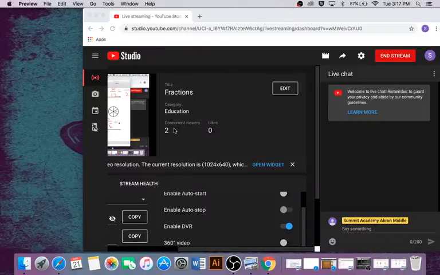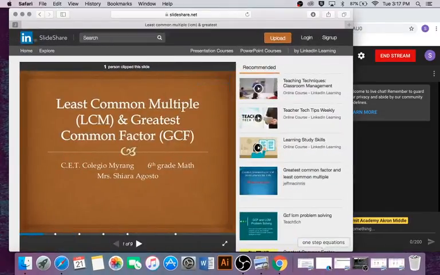So that is addition and subtraction with common denominators. So now we're going to look at least common multiples and greatest common factors, so we can learn how to add and subtract fractions that do not have the same denominator.